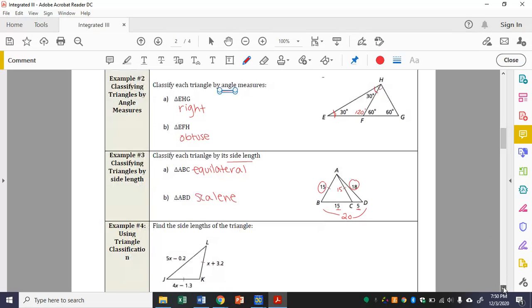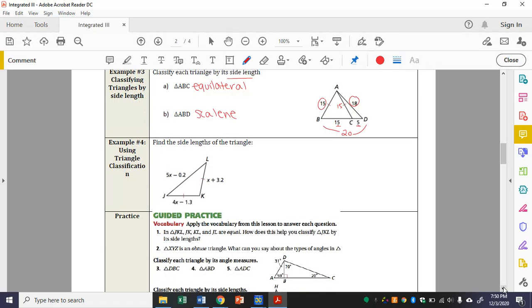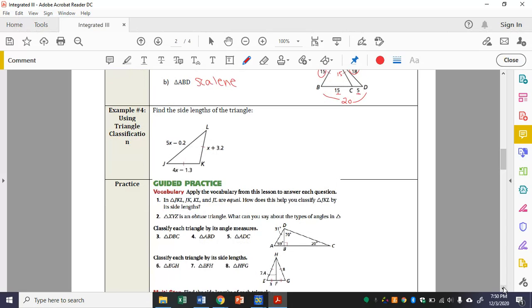And then we can try the next one down below. It says find the side lengths of the triangle. On my triangle here, I can't find the side lengths unless I know the value for x. So I first have to find the value of x. In order to do that, I see that I have tick marks here, which signifies that this length LK will be the same measurement as JK here. So I could set this up as x plus 3.2 is equal to this length, 4x minus 1.3.